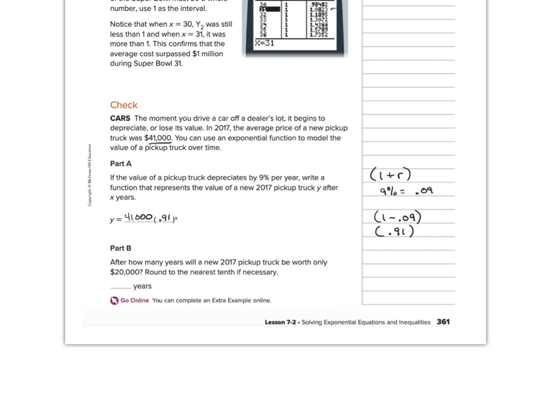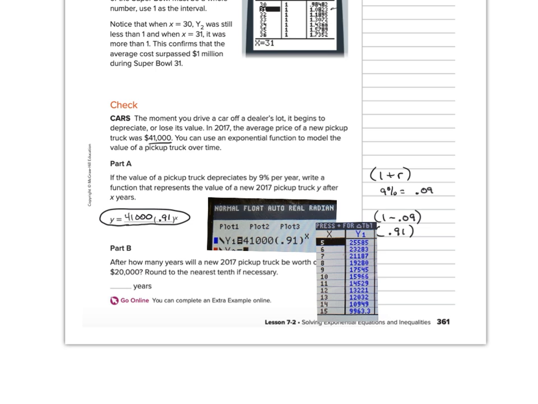And it says after how many years will a new 2017 pickup truck be worth only $20,000? Round to the nearest tenth. So if you put this into your graphing calculator, look at your tables, it will tell you that.